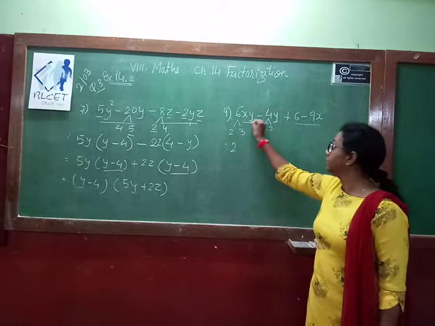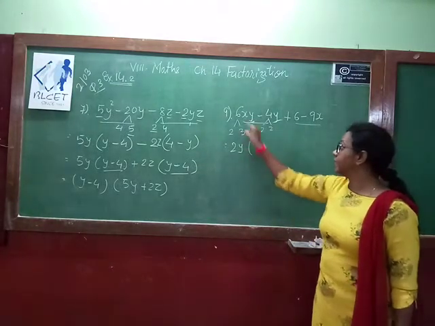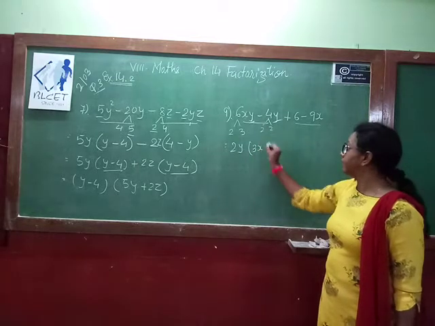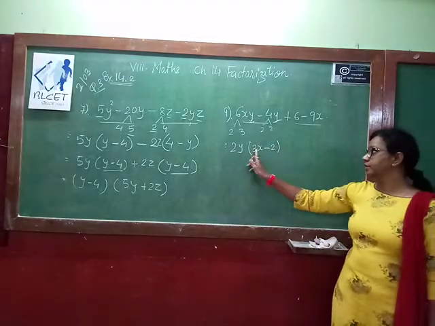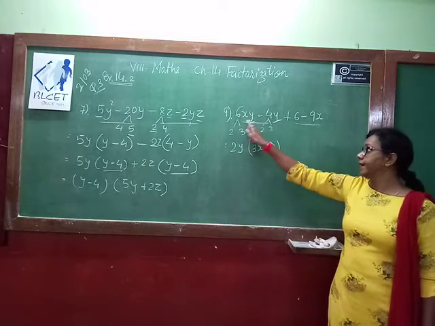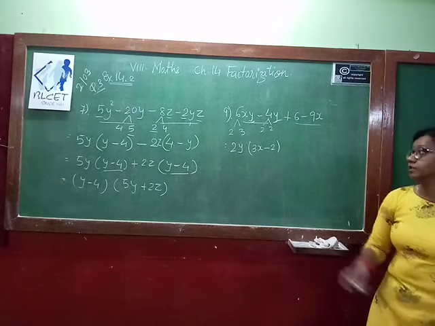2 is common and 1 y is common. So what is left? 3x minus 2. If you want to check the answer, 3 2s are 6, x into y, xy, minus 2 2s are 4y. This way you can check your answer also.